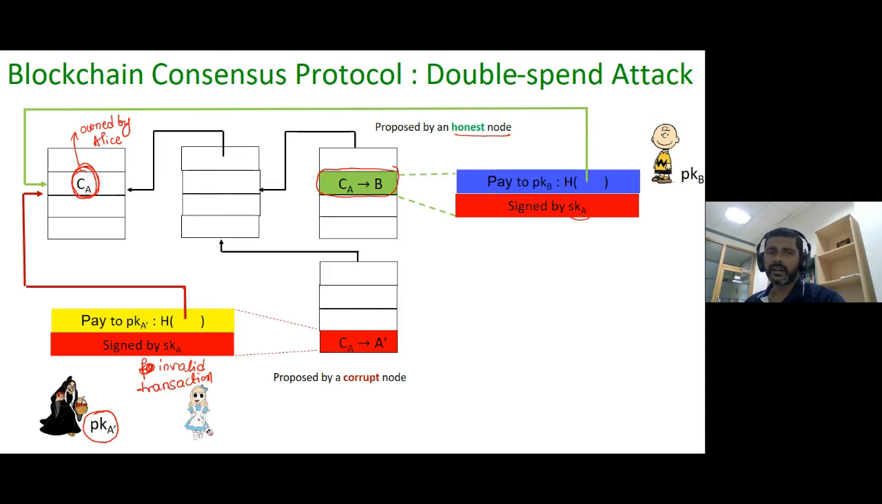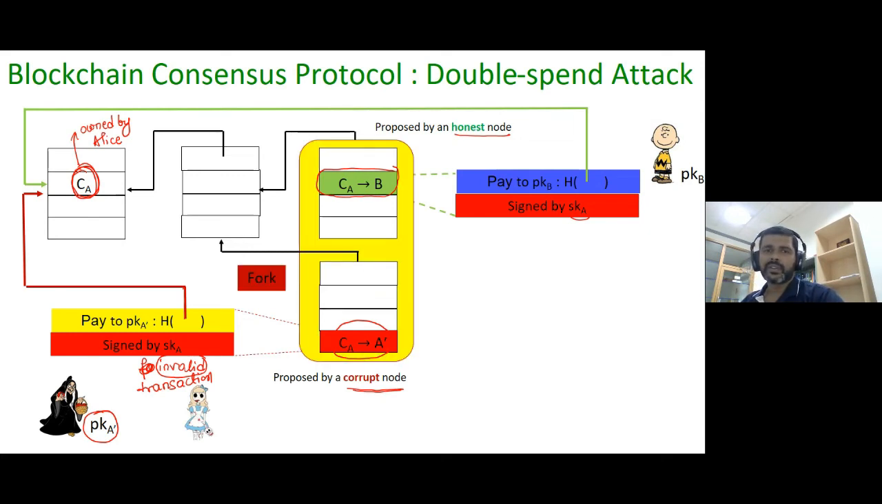The next iteration, the node which gets selected for proposing the next block in the ledger is a bad node, a corrupt node. That means that node is now a friend of Alice. And even though he knows that this is an invalid transaction, because he knows that this coin CA has been already transferred to Bob and it has been recorded in the ledger, still that corrupt node includes this transaction in the candidate block that he has proposed.